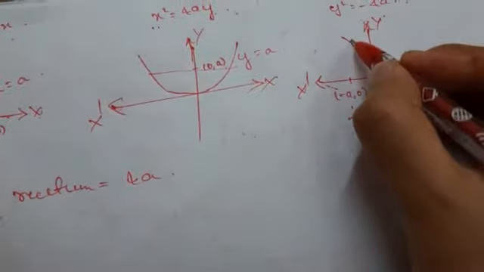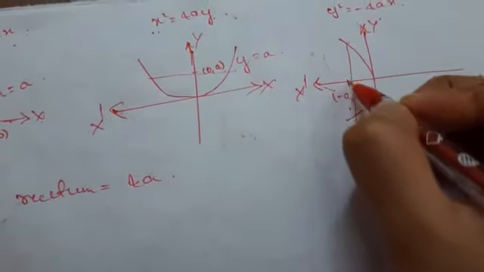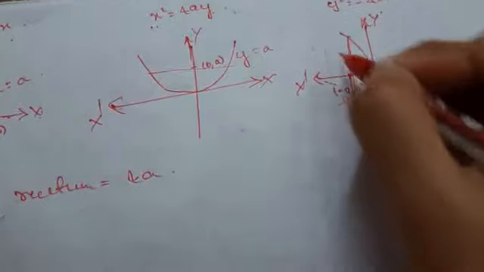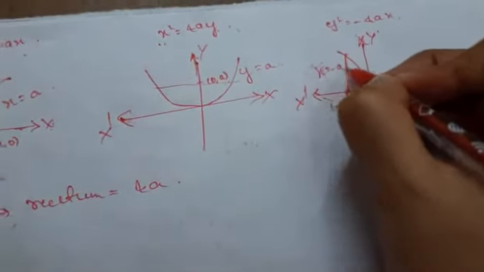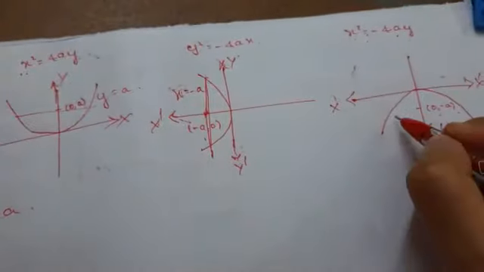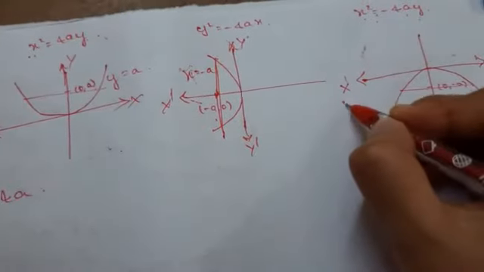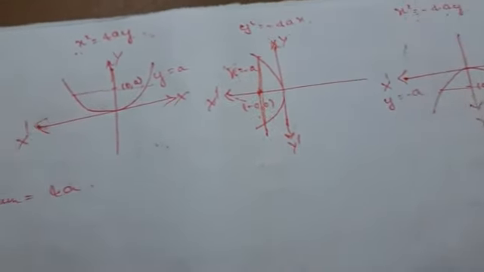What is the equation of the latus rectum in this case? In this case, the equation of the latus rectum is x is equal to minus a, and here the equation of the latus rectum is y is equal to minus a.